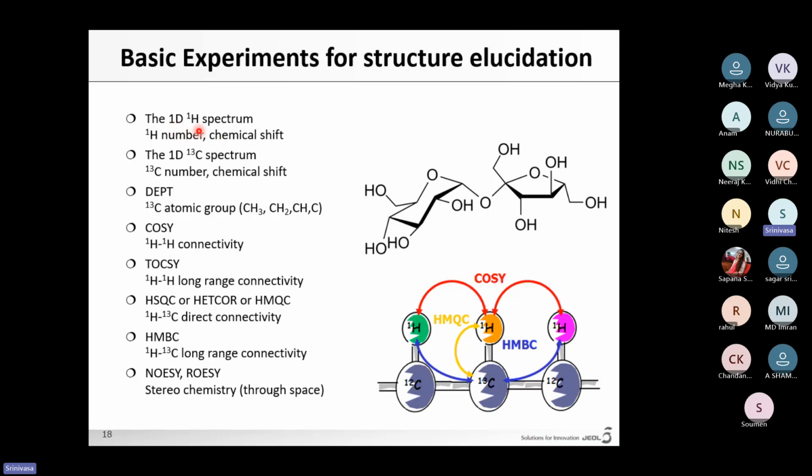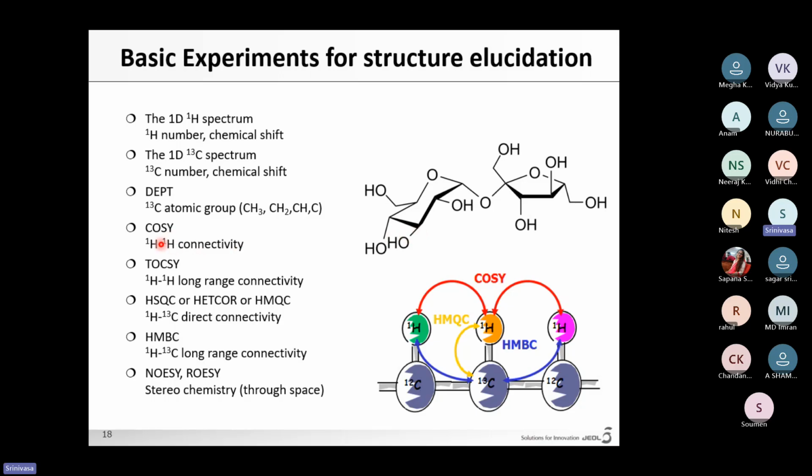The first is 1D proton NMR, where we count the number of protons and see the chemical shift. You can see each chemical shift frequency gives different peaks. And carbon NMR: counting the number of carbons gives the number of peaks. Peaks indicate carbons in different chemical environments. The DEPT experiment again gives different groups, CH, CH2, CH3 groups, and quaternary carbons are not visible in the case of the DEPT experiment.